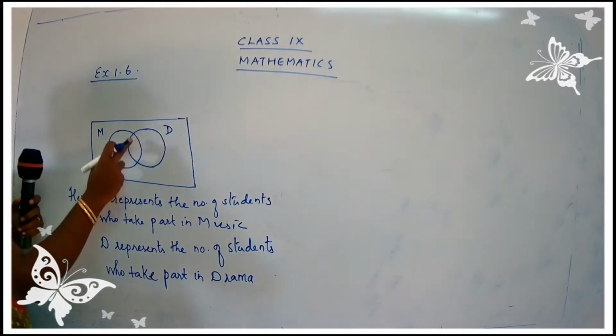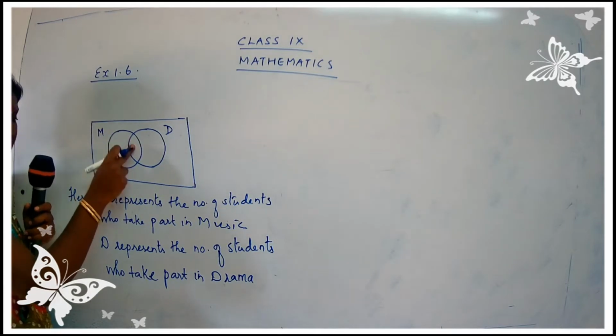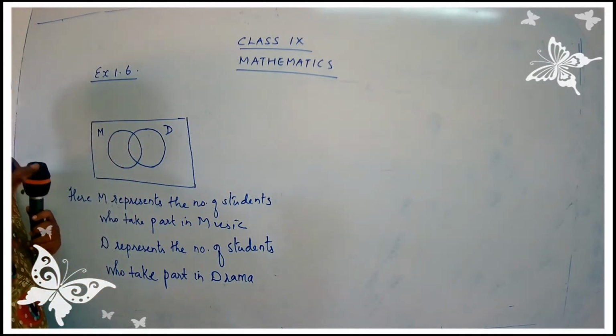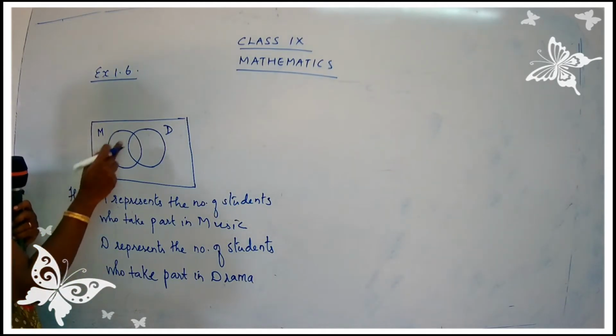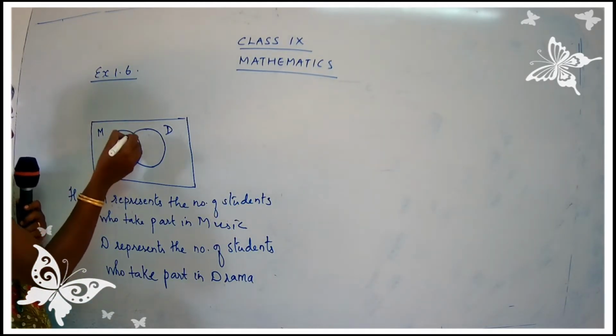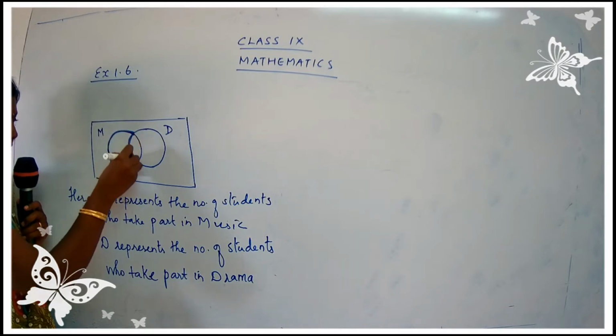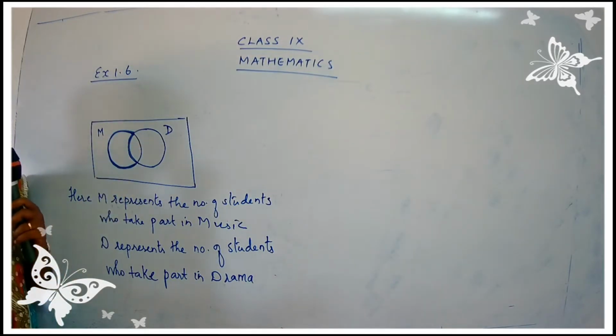So here, this part, the intersection part, gives you the information of the children taking part in both music and drama. And when I just leave the intersection part and I'm not going to focus on it, if I just take this part, just be careful, a crescent moon, I get the information of the students who take part only in music.